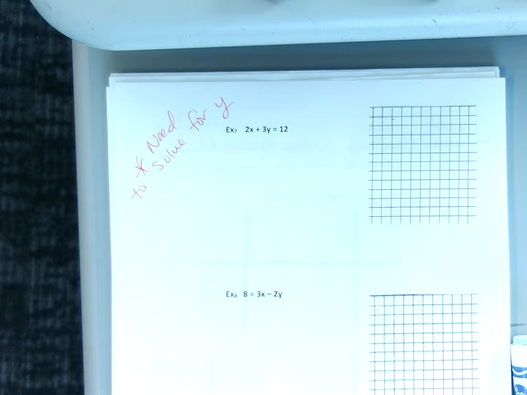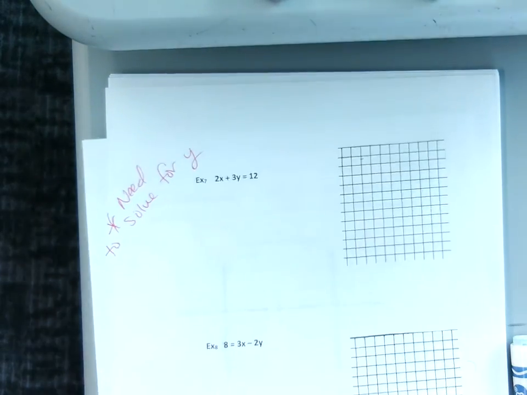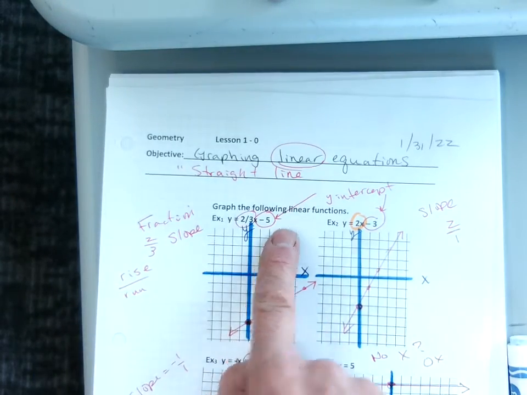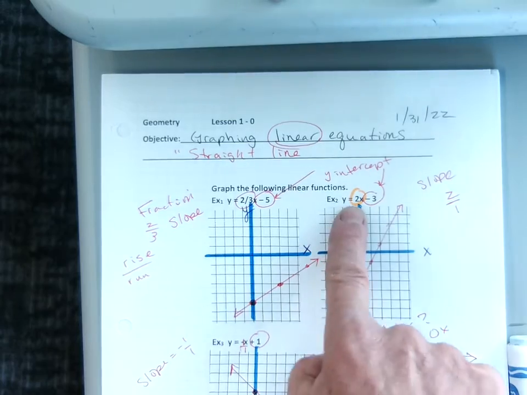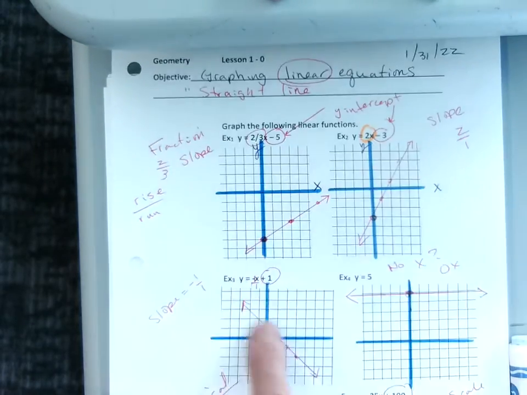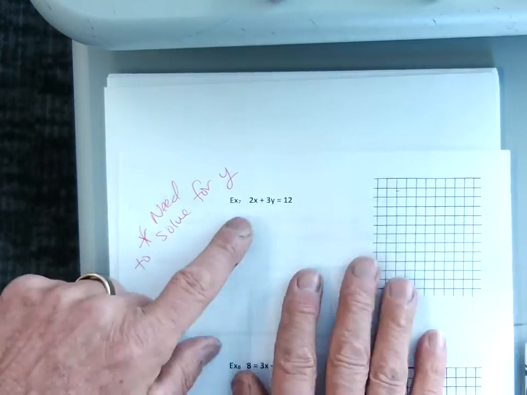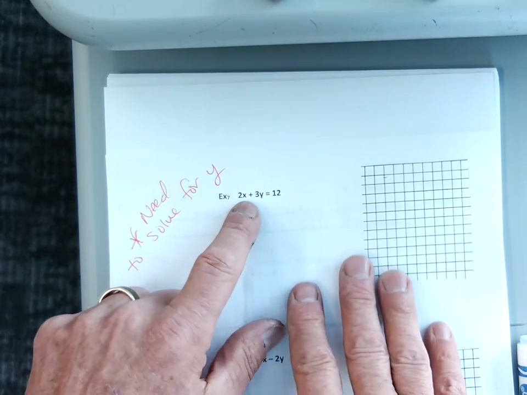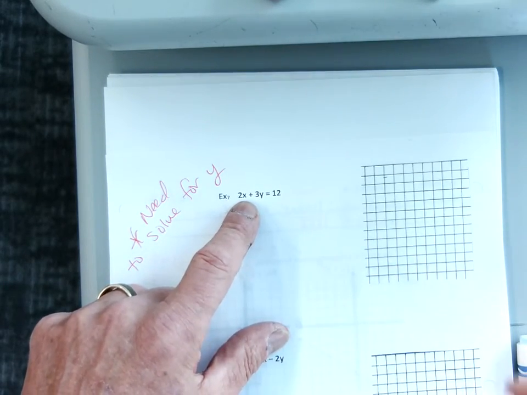All right, cool. Okay, if I take a look at what I have here, it's all y equals, y equals, y equals. So what I've got to do is the same thing. I need to make this be y equals. So what I'm going to do is this. Just like our warm-up, I want y by itself.